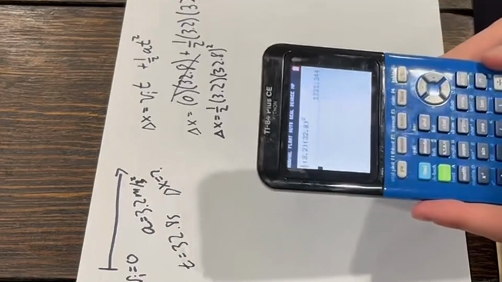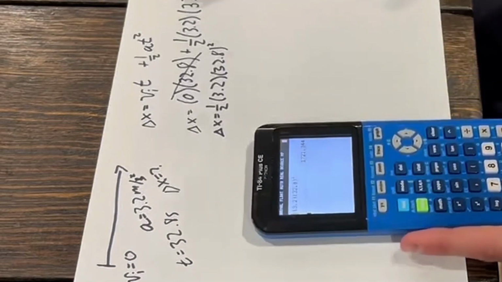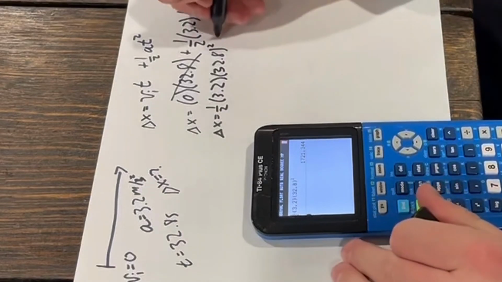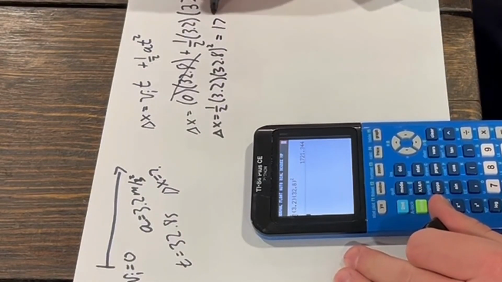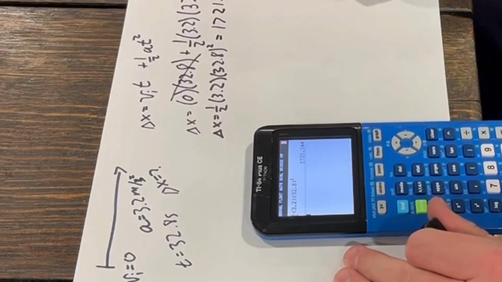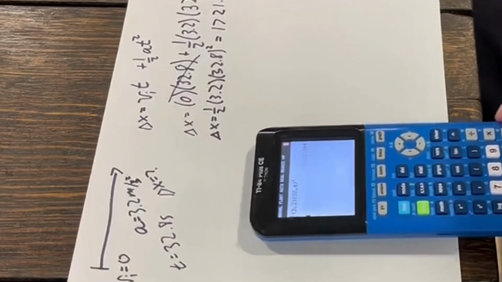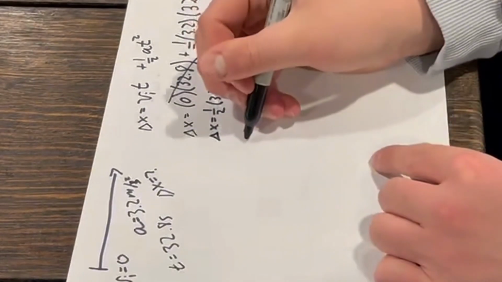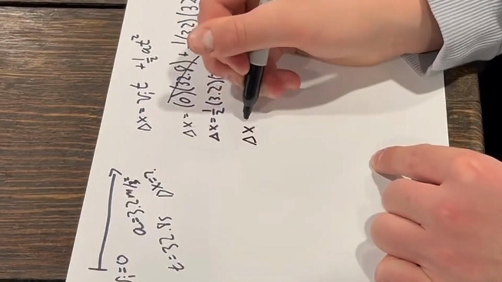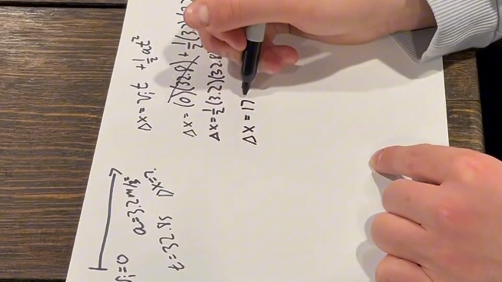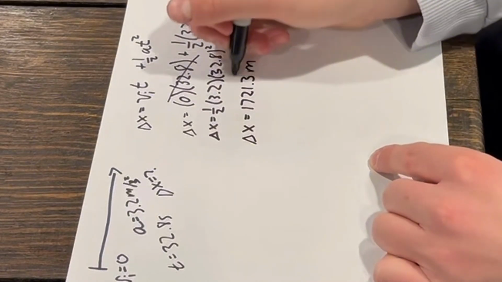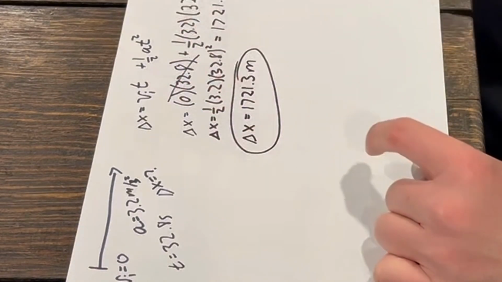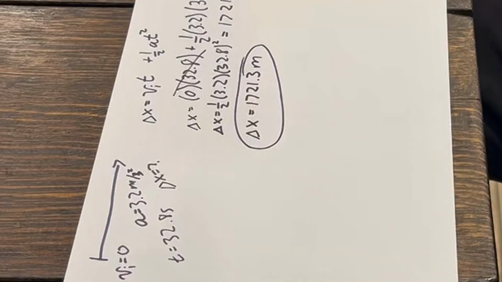This gives us our answer of 1,721.3. So we can put a little equals there. So then our final answer would be the change in X equals 1,721.3 meters. Okay, that's question number 1.